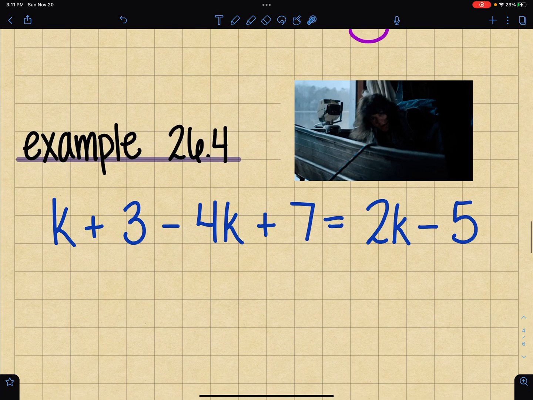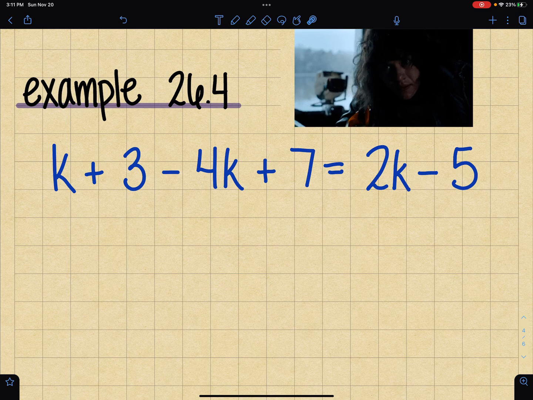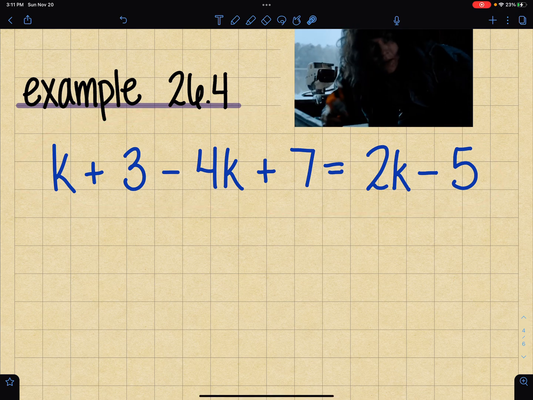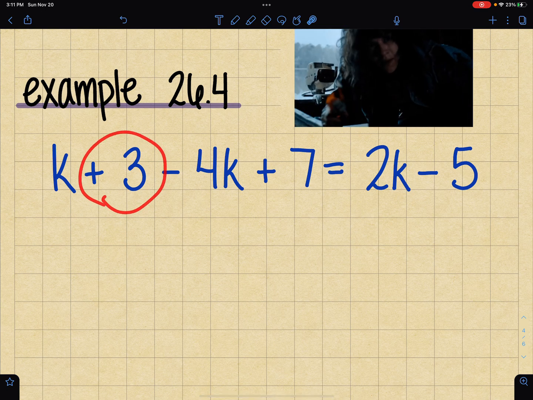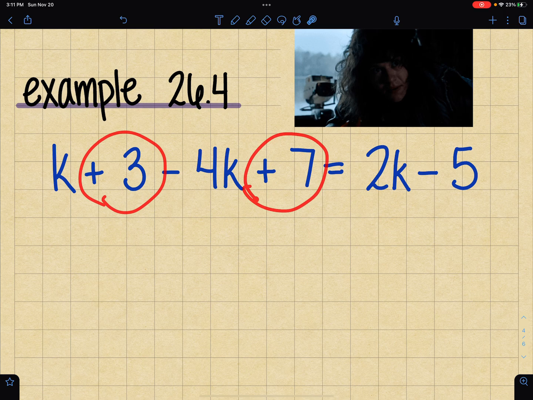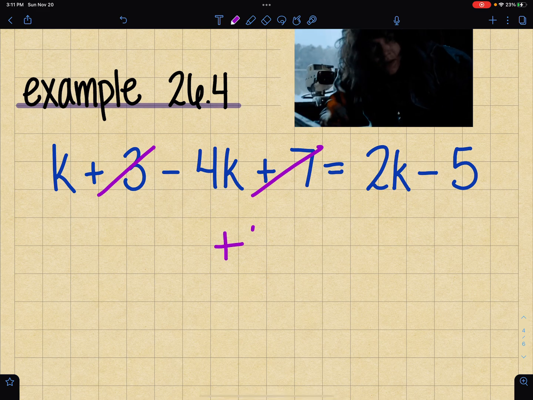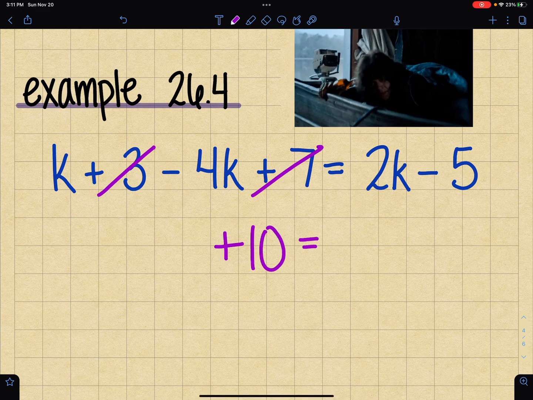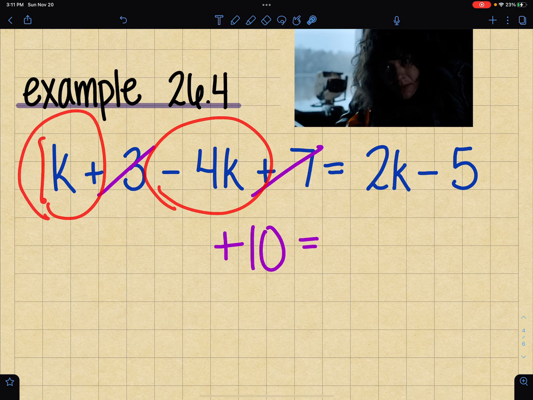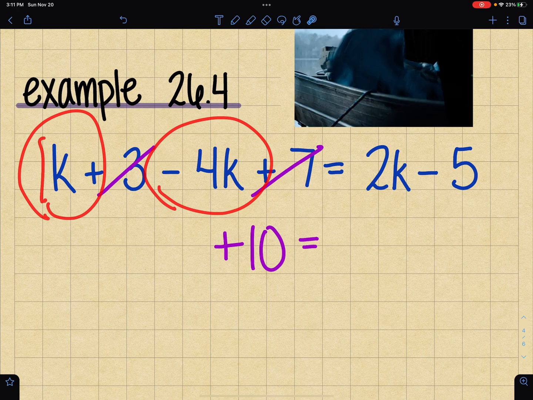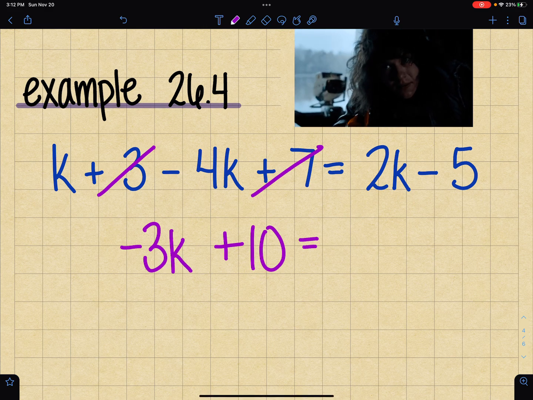Okay. All right, next example. This is example 26.4. We are going to solve this really complicated thing. And let's go through it and see if we can combine any like terms and make it look a little easier. Here are just some numbers we can combine. So plus 3 plus 7. Let's see. I'm going to make that plus 10 on the left. Okay. And also these combine, because look, there's just a k. So 1k minus 4k, 1 minus 4 is negative 3. So it's going to be negative 3k plus 10 on the left.